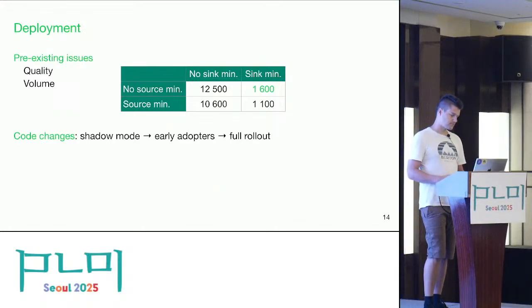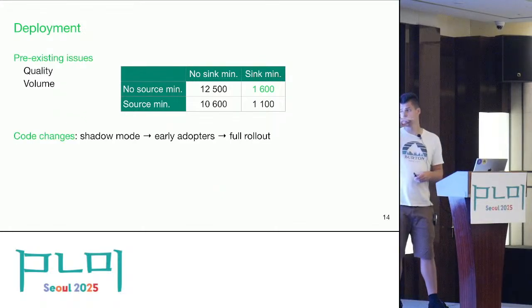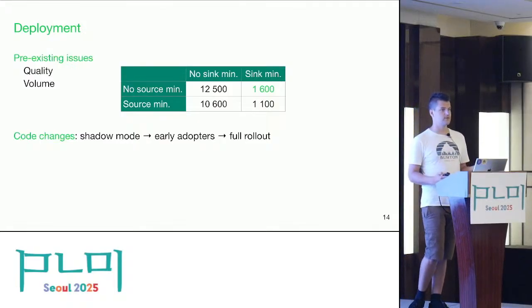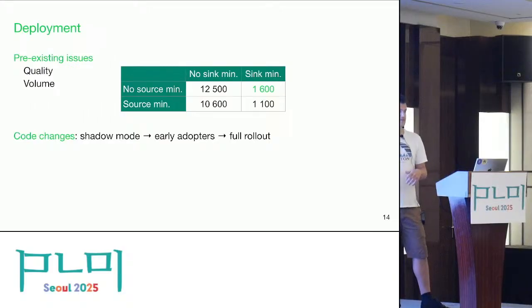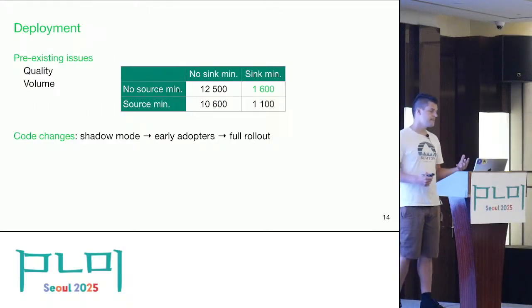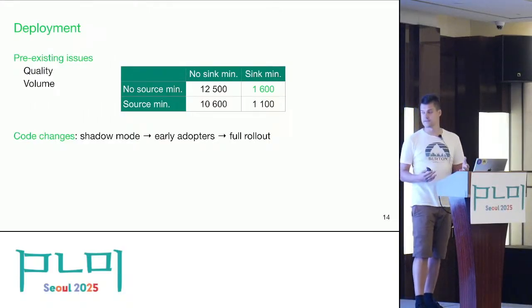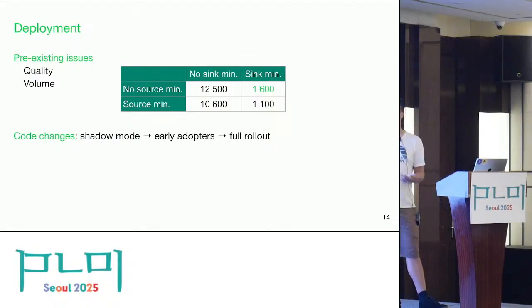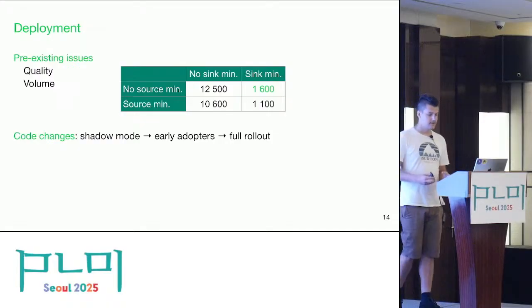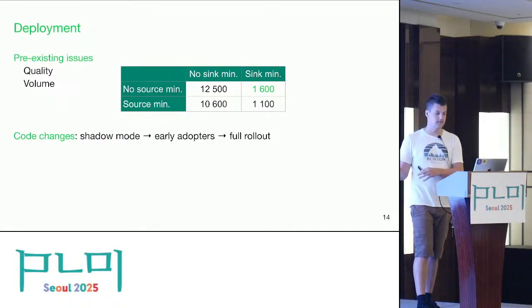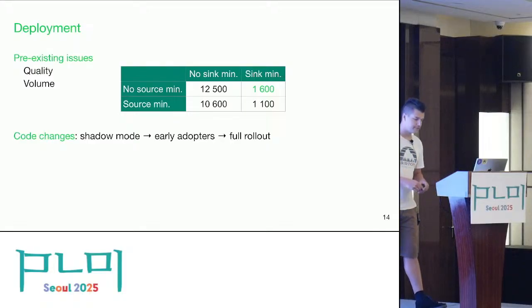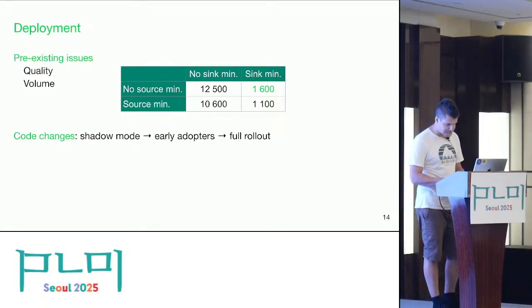And so after we were happy with the quality, then we started to roll out this on every code change, first in a so-called shadow mode, where the analysis was already running for every code change, but the developers did not see any signal. It was only us who saw the signal on some internal dashboards, so we could see exactly what would the tool report on which code change. Then we had a group of early adopters, and then we had the full rollout.